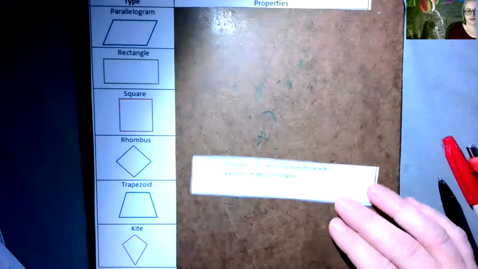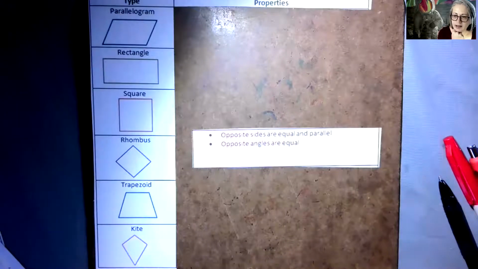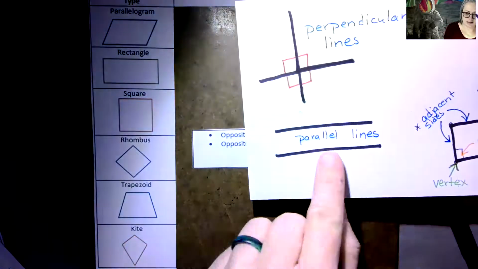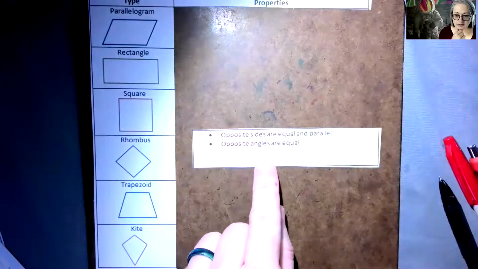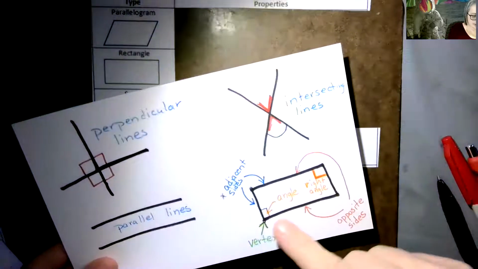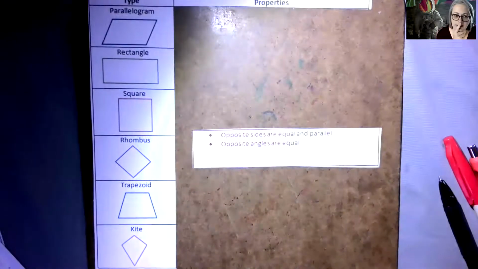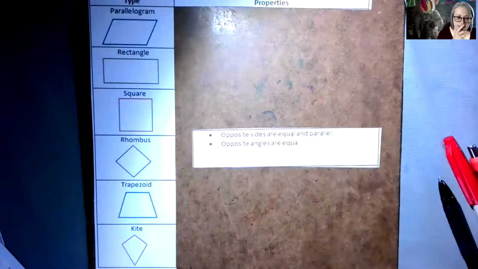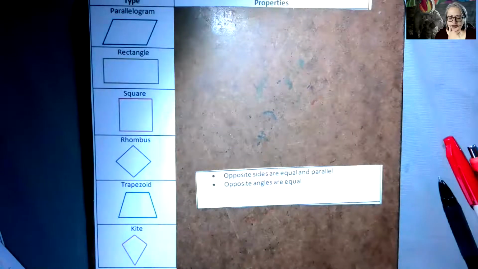Okay? So which shape have opposite sides that are equal and parallel? Equal means the same length. And parallel, remember we talked about parallel lines, they would never cross. And we talked about opposite. And then the opposite angles are equal. That would mean opposite angles that are across from each other. They would be the same thing across from each other. So which one of those would this be the best to describe? Where do I need to put it? Anybody got an idea which one I need to put it beside?